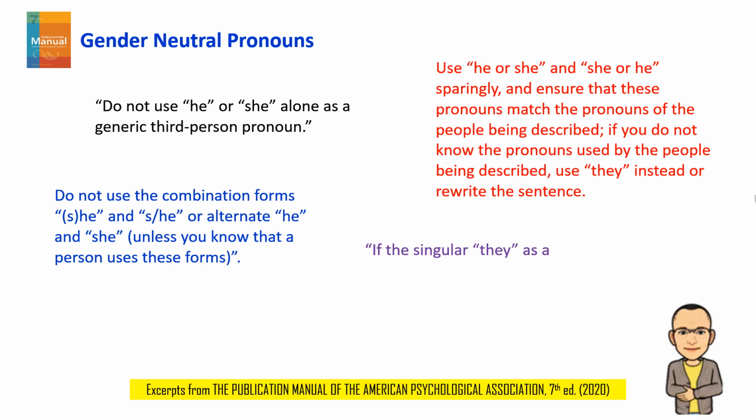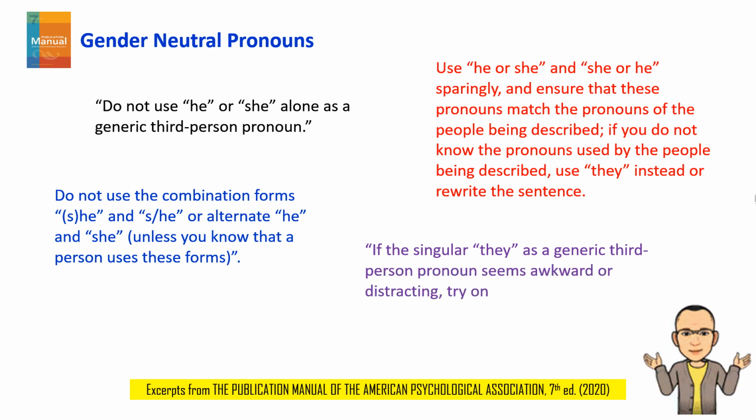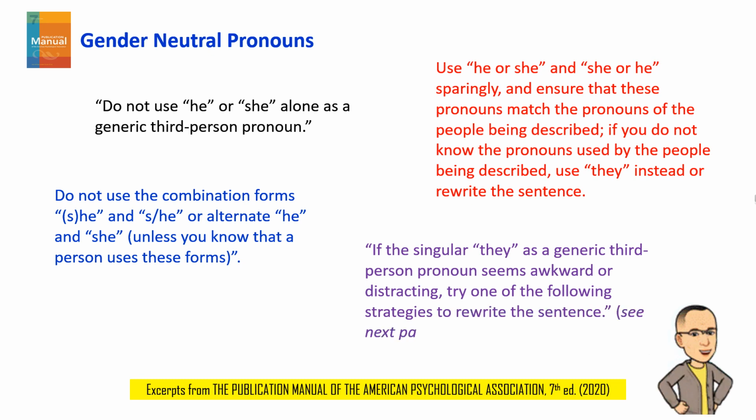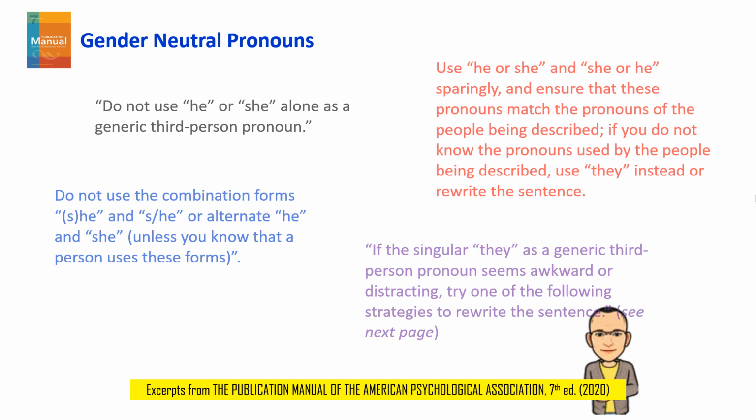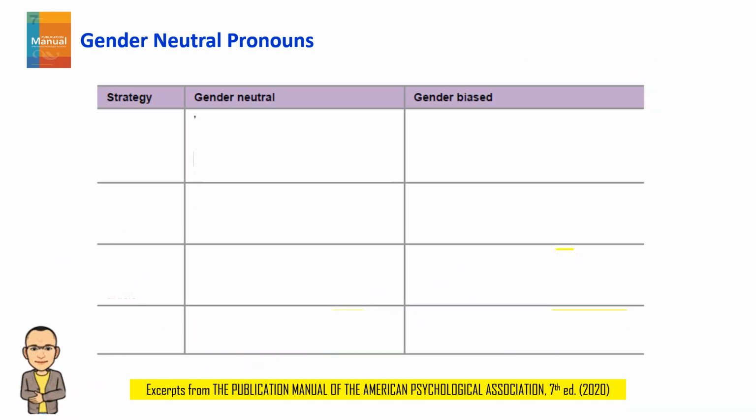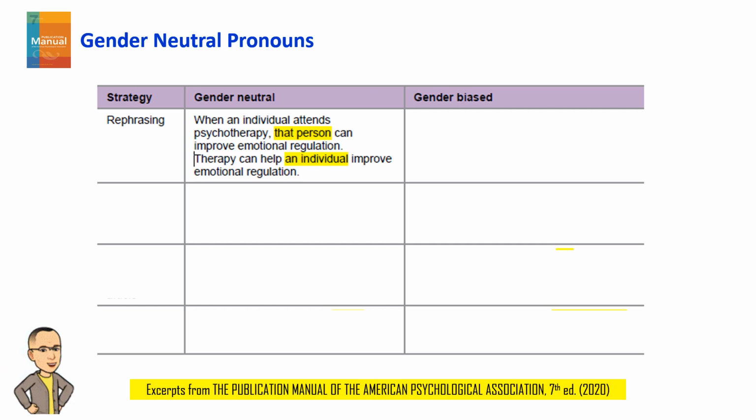If the singular they as a generic third-person pronoun seems awkward or distracting, try one of the following strategies to rewrite the sentence. See next page. The following are the strategies provided in the manual of APA 2019. The first strategy is rephrasing. Gender neutral: when an individual attends psychotherapy, that person can improve emotional regulation. Therapy can help an individual improve emotional regulation.